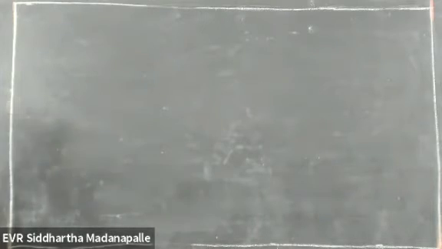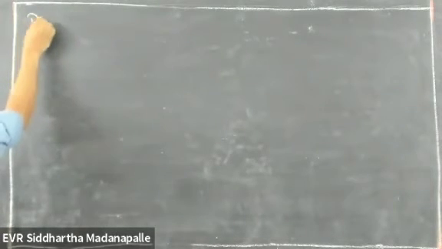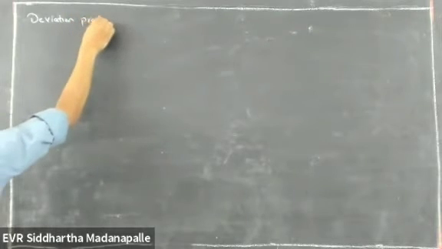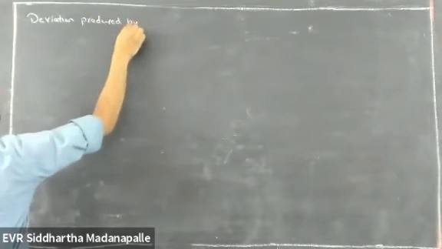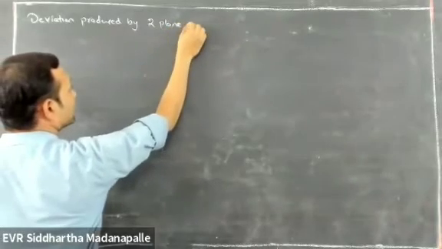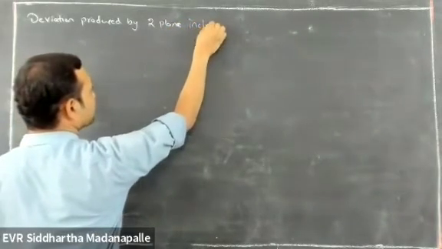Plane mirrors. Deviation produced by two plane mirrors, two plane inclined mirrors.